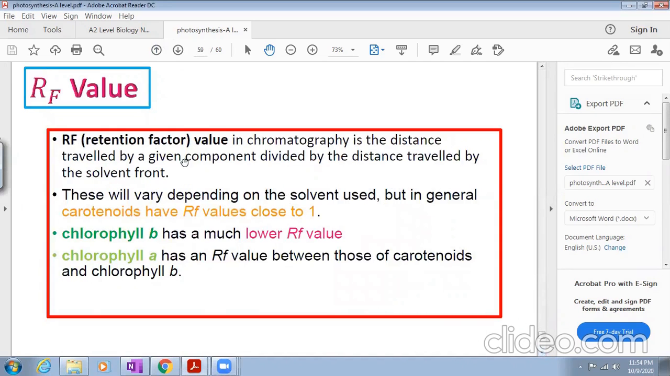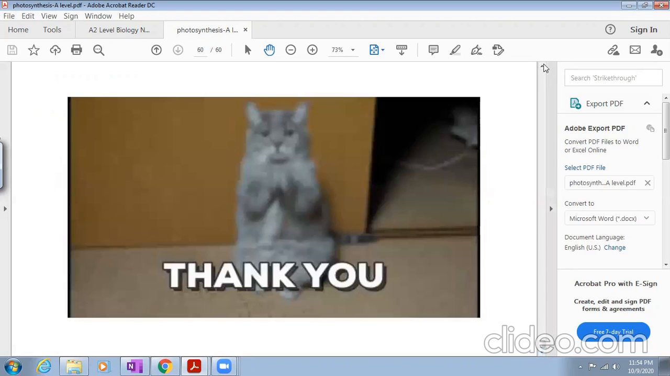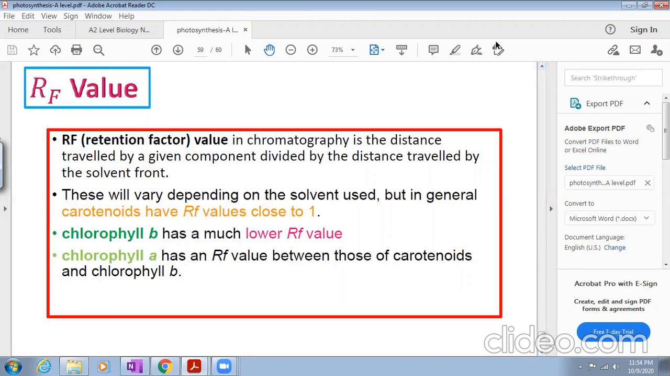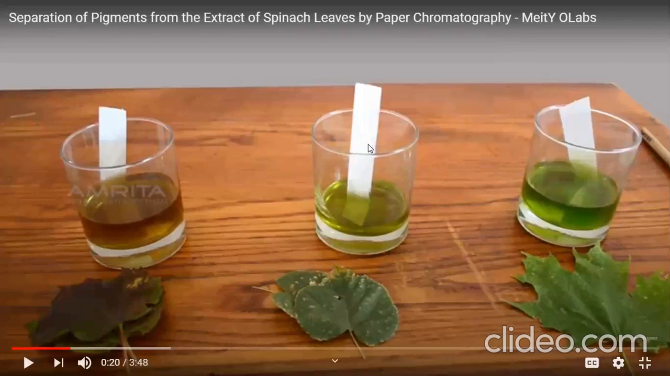The RF value in chromatography is the distance traveled by a given component divided by the distance traveled by the solvent. This will vary depending on the solvent used, but in general carotenoid has an RF value close to 1, chlorophyll B has a much lower RF value, and chlorophyll A has an RF value between those of carotenoid and chlorophyll B. Right, so this video will help you.